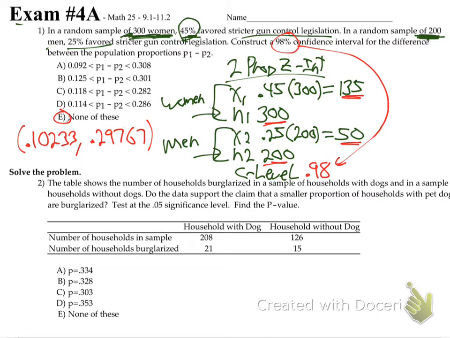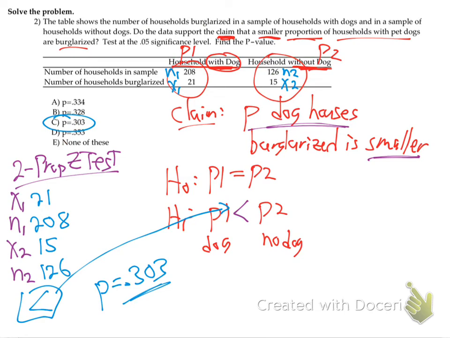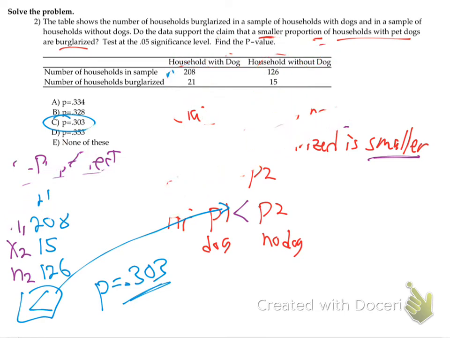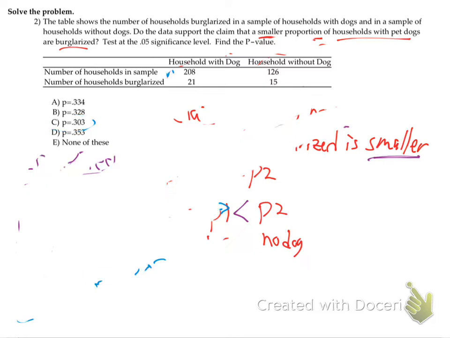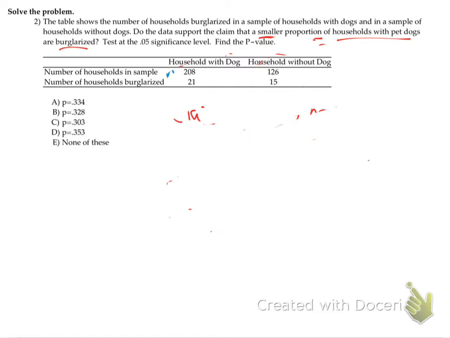All right, let's go to number 2. Let me erase this work and I'll go through it with you. So number 2, the table shows the number of households burglarized in a sample of households with dogs and in a sample of households without dogs. This is the with dogs, and this is the without dogs. Do the data support the claim that a smaller proportion of households with pet dogs are burglarized?